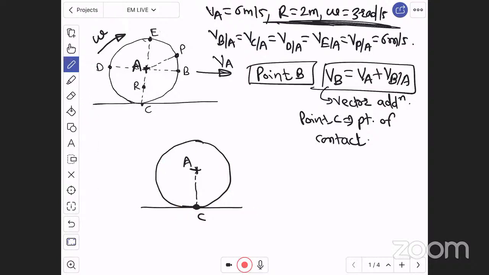Now A point is moving towards right with velocity of A, which is nothing but 6 meter per second, right? And velocity of C is nothing but velocity of A plus velocity of C with respect to A.